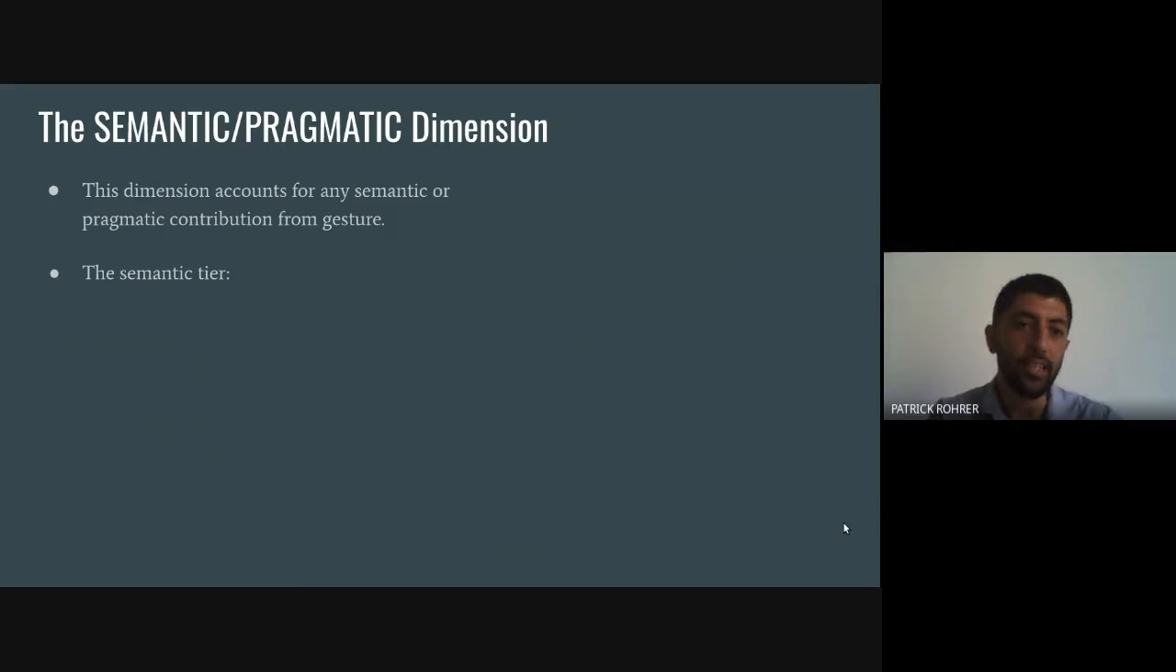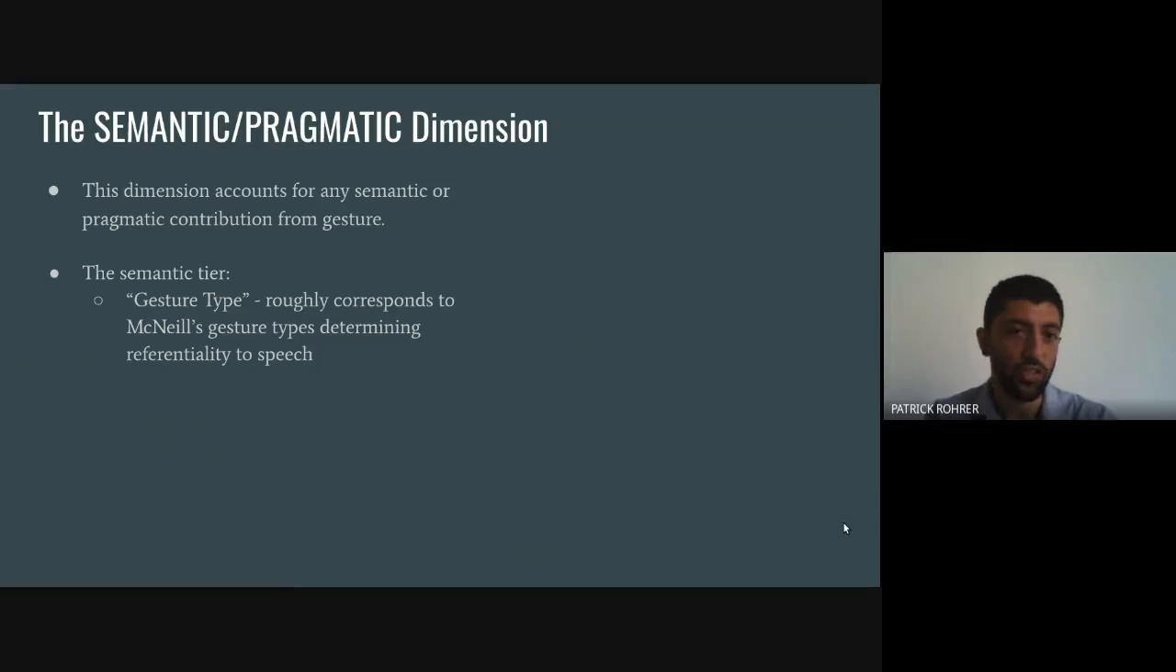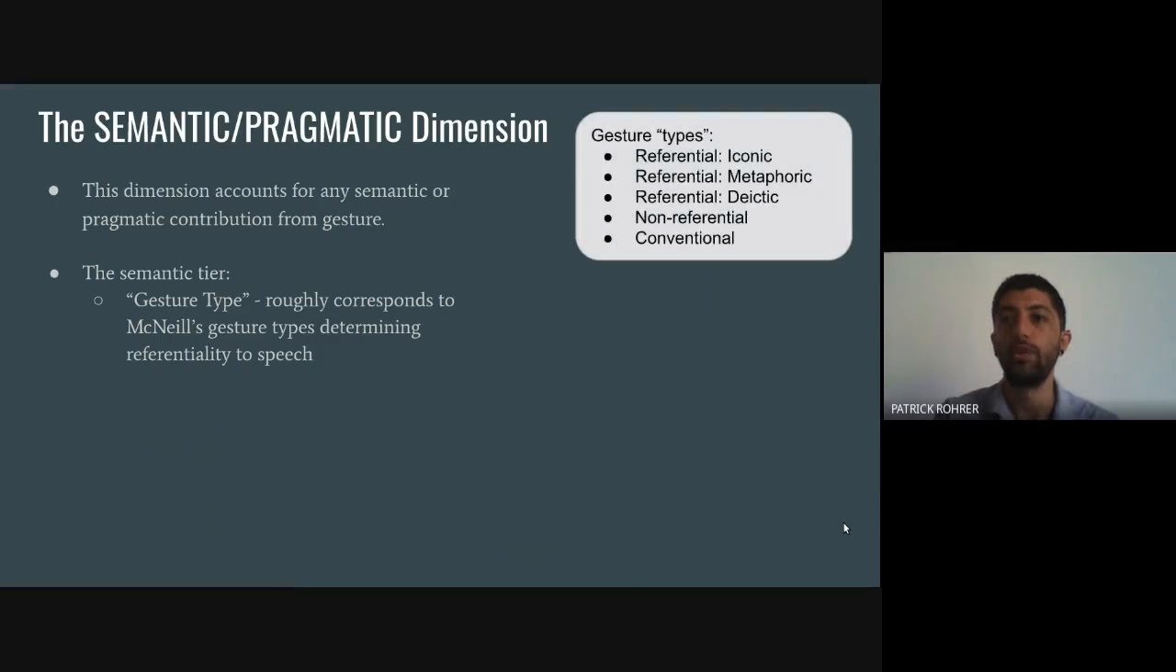So we have a semantic tier, which we also just call a gesture type. It roughly corresponds to McNeill's gesture types, and it's really used to determine its referentiality to speech. So we would code for referential iconics, metaphorics, deictics, and then non-referential gestures, and then also conventional or emblematic gestures.